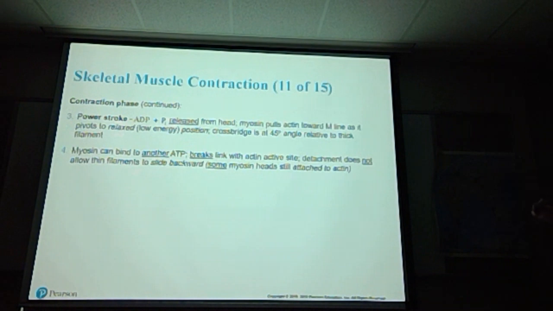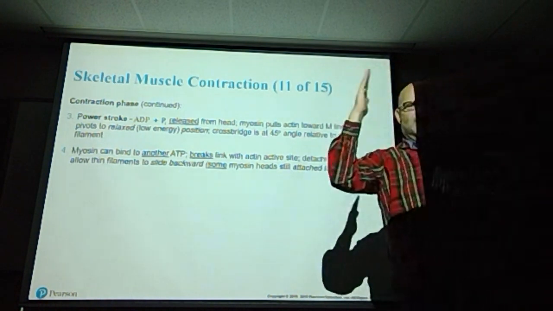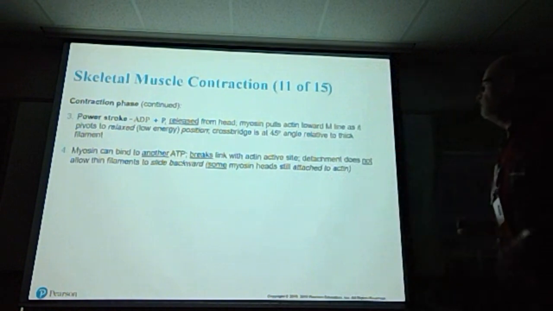Power stroke: as this extra phosphate is released from the head, the myosin pulls the actin toward the M line as it pivots to its relaxed or low energy position. The cross bridge is at a 45-degree angle relative to the thick filament. So basically it's moved from here to here, from a 90 to a 45. Myosin can then bind to another ATP, which breaks the link with the active site. Detachment does not allow the thin filaments to slide backward because some myosin heads are still attached.